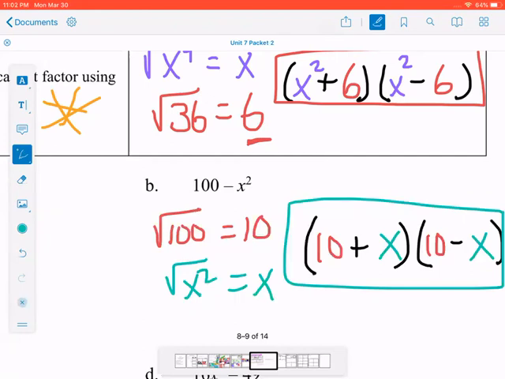Okay, if one of your terms is not a perfect square, you cannot do this method, or if there's a plus sign instead of a minus.